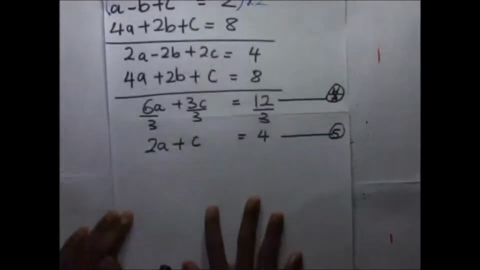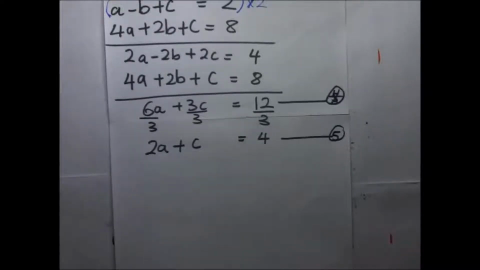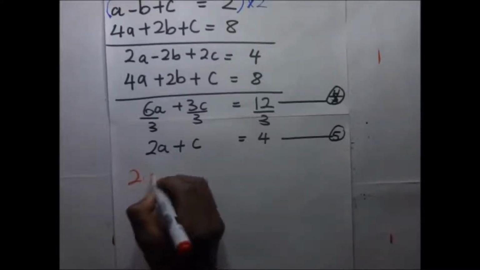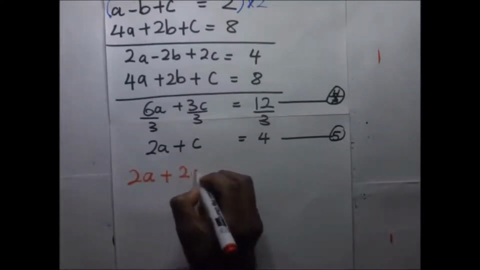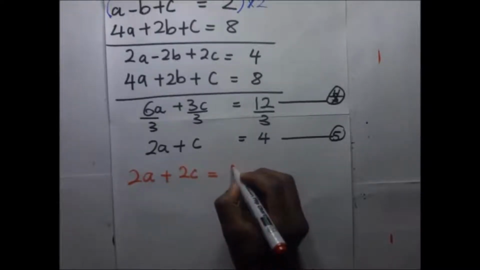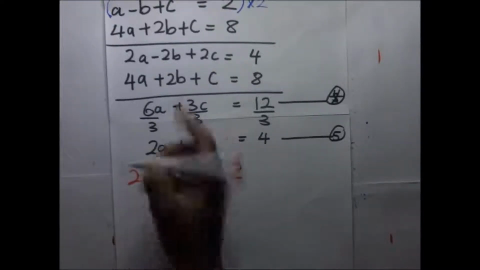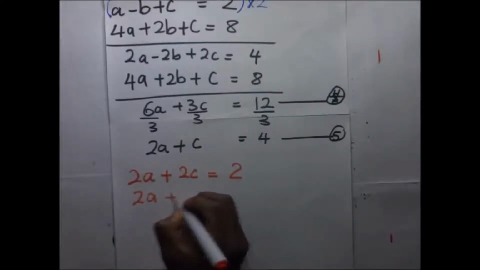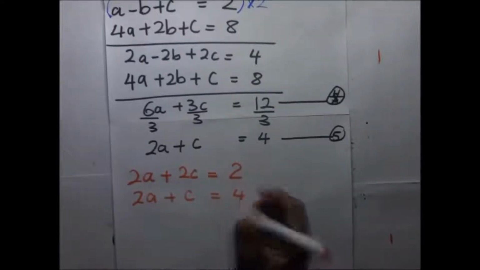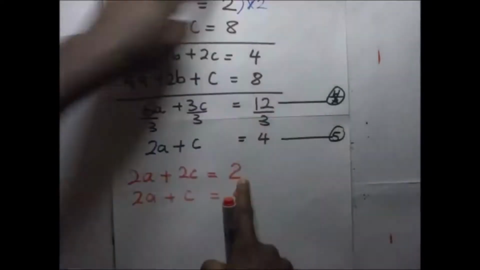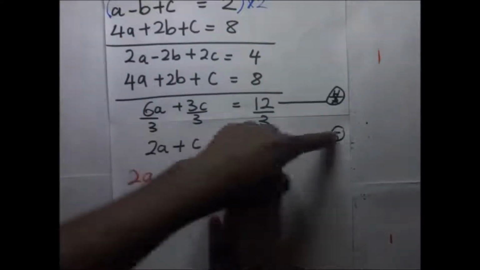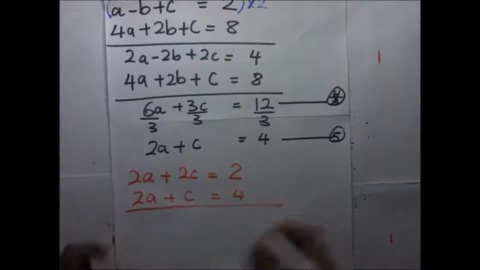When we solve the two equations, we are solving simultaneously 2a plus 2c is equal to 2. Then we have 2a plus c is equal to 4. 2a plus 2c is equal to 2 is our fourth equation, and this is our fifth equation. So we solve those two simultaneously.